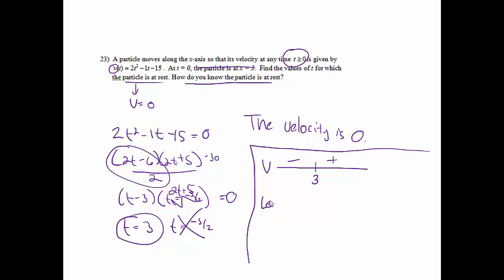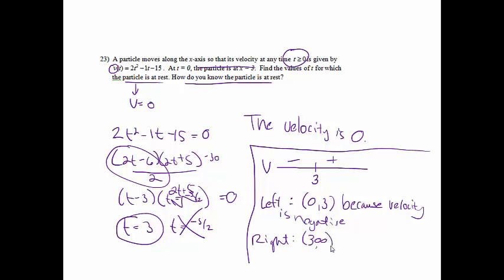So the particle is moving to the left from 0 to 3, and the biggest thing here, it's not from negative infinity to 3, because t has to be greater than or equal to 0, and that would be because, not f prime, but because velocity is negative. And then the particle is moving to the right from 3 to infinity, and that would be because the velocity is positive.